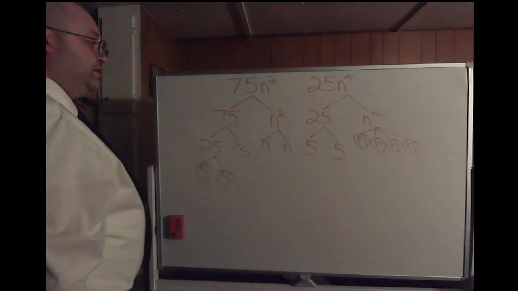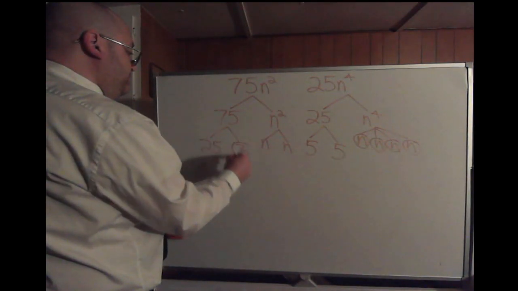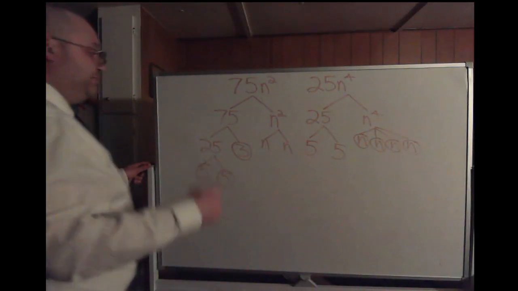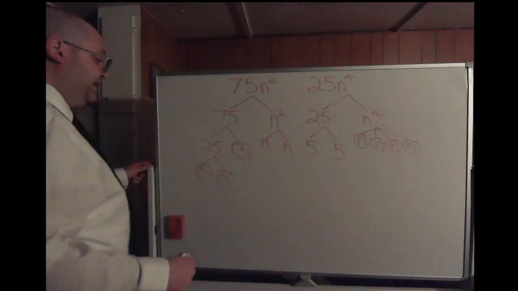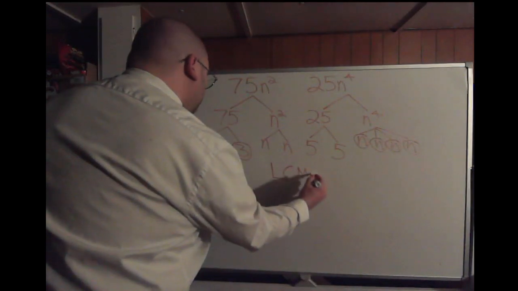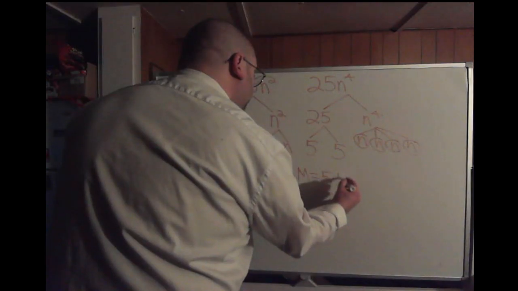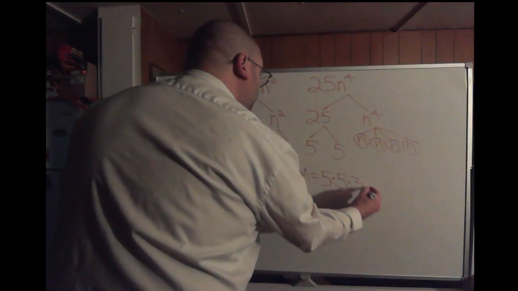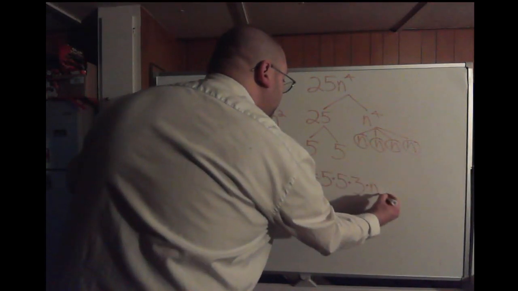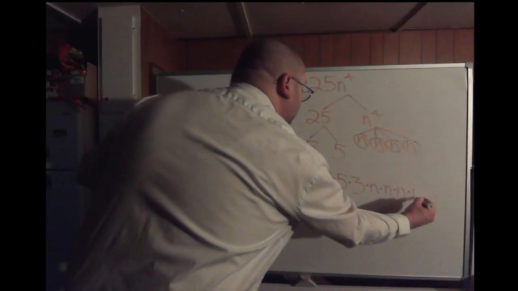And then the 3 is not common to both of them, so you'll circle the 3 since it's not common to both of them, and that's really all we have. So the least common multiple is going to be equal to 5 times 5 times 3 times n times n times n times n.